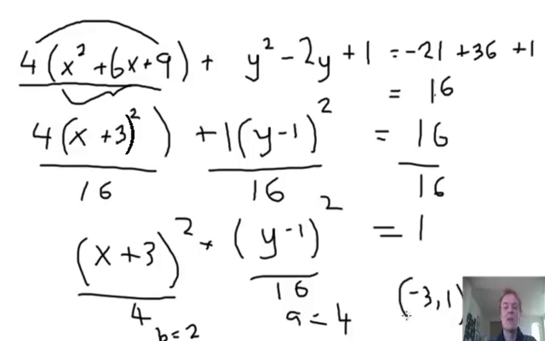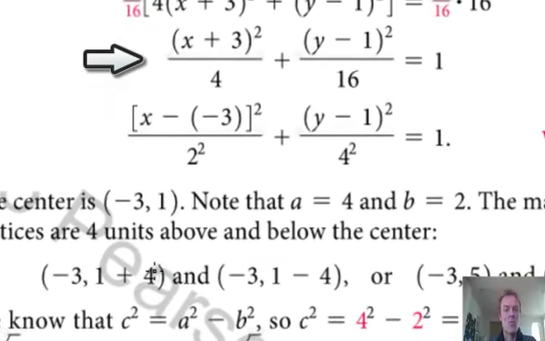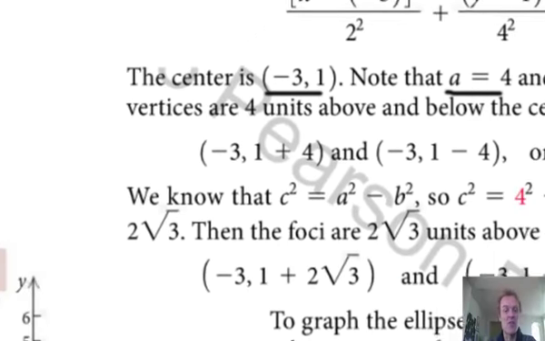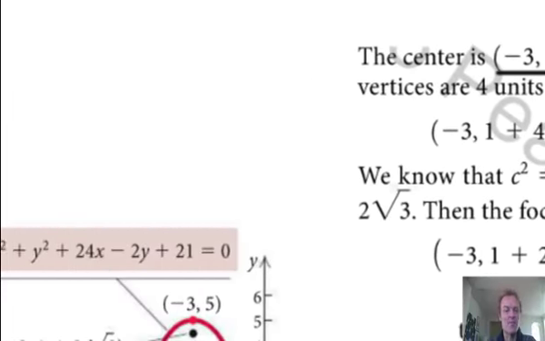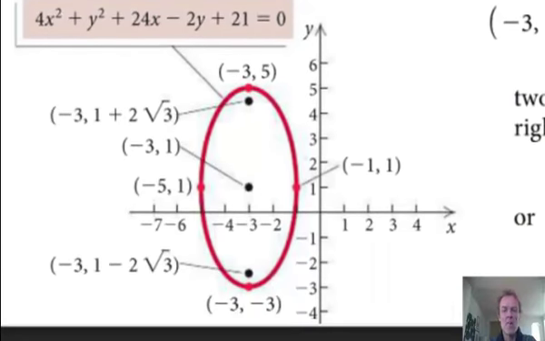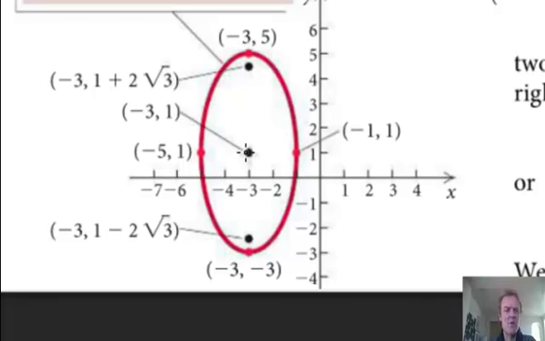Okay, so let's go back to the actual example. So here we go. The center is negative 3, positive 1. A is 4, remember, in the y direction. B is 2 in the x direction. So this is the way you kind of graph it. So let's have a look over here. Forget about the vertex for now. We've got these points. Sorry, the focus. Right, so negative 3, positive 1 is here.